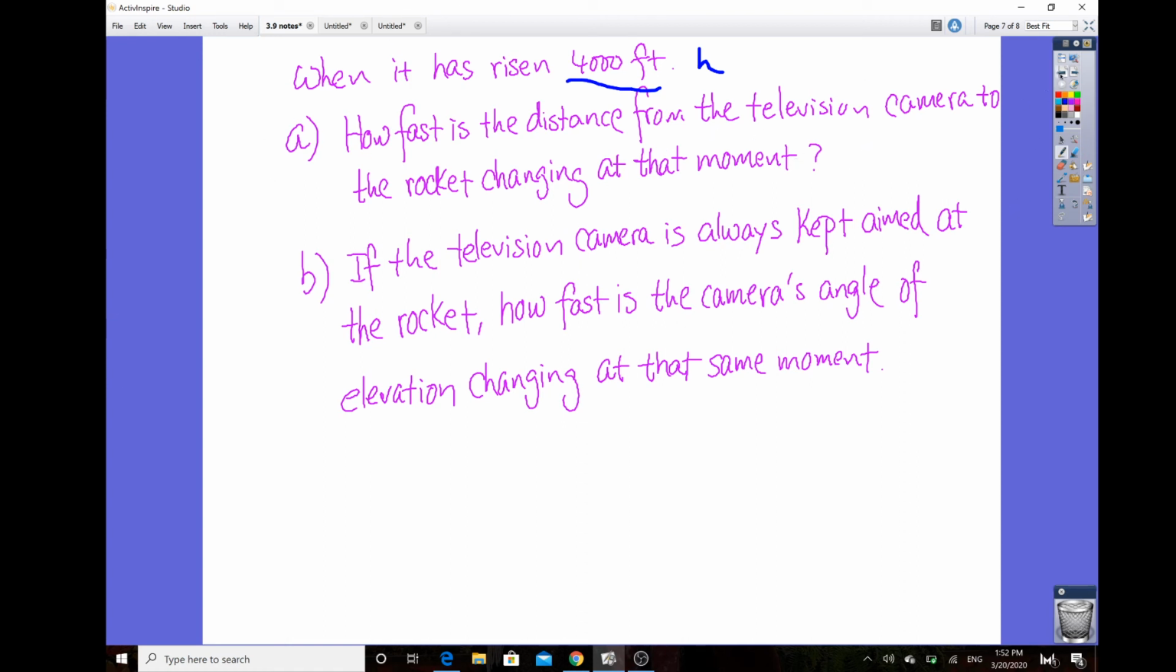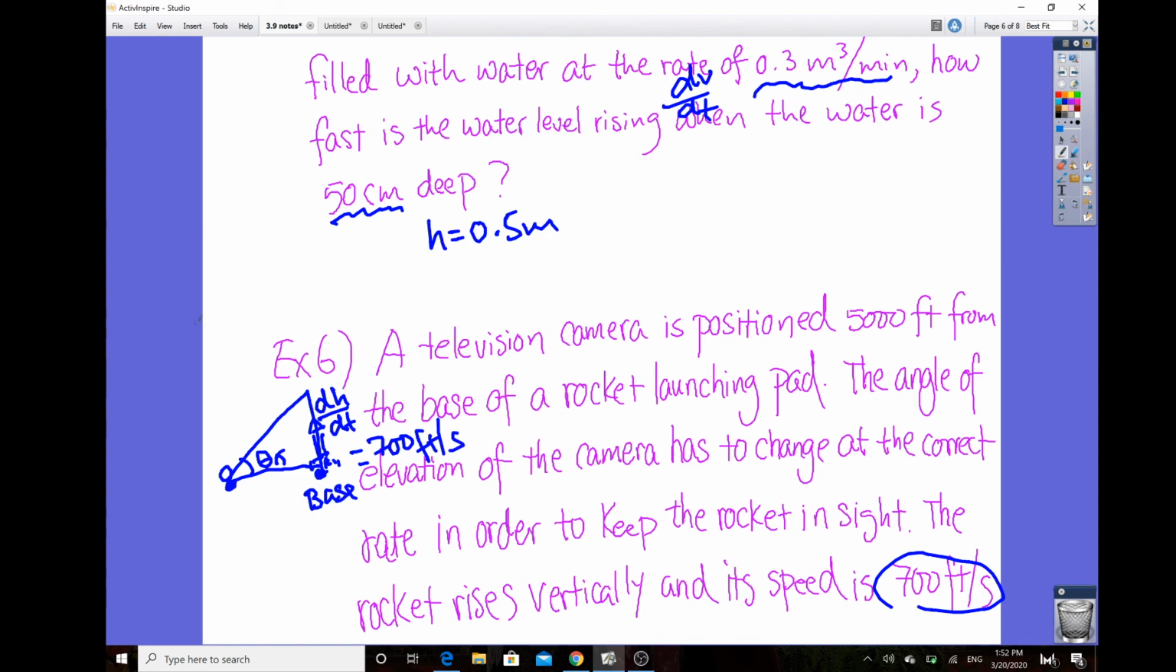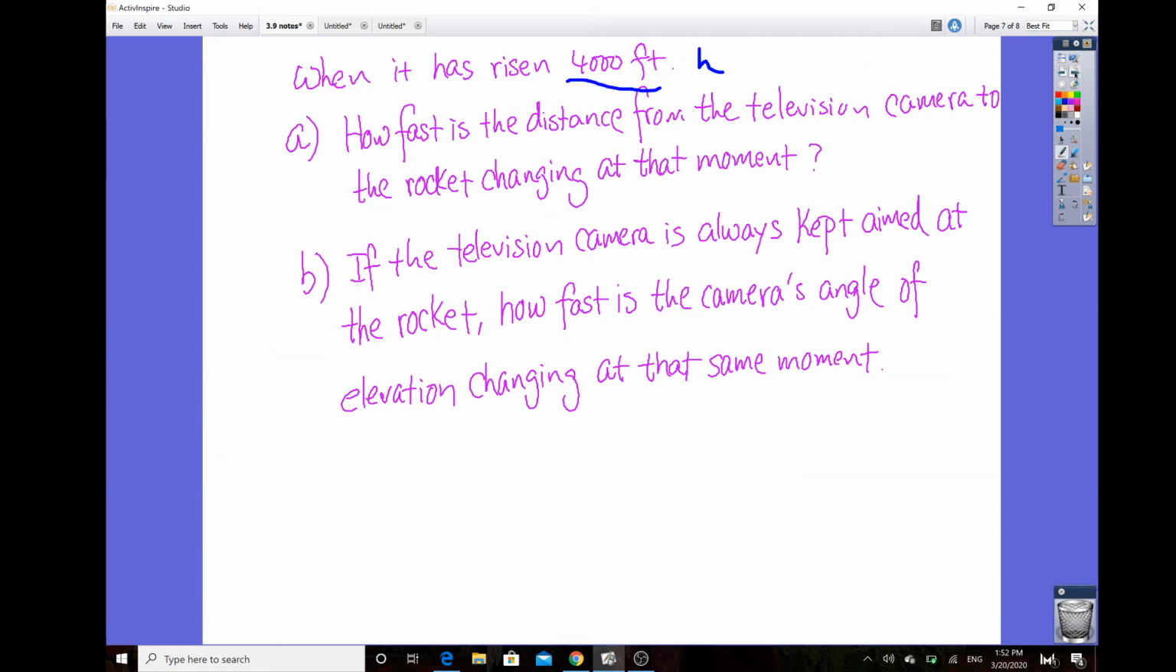So we need to find out the rate of change of the distance, dL over dt. And then the second part of the question here. If the television camera is always kept aimed at the rocket, how fast is the camera's angle of elevation changing at that same moment? So that means we need to find out d theta over dt here. So this one is dL over dt.